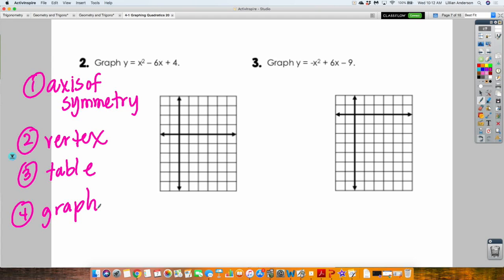Does that make sense? Are you sure? The axis of symmetry is your new line, right? Yes, it's always that symmetric line. And you always find it when you do -b over 2a. And it's always the x coordinate of your vertex. All right?